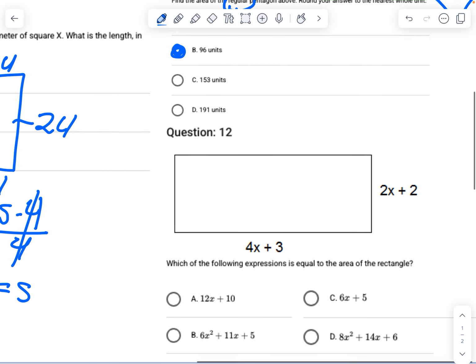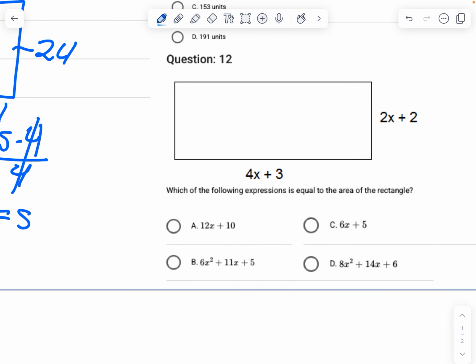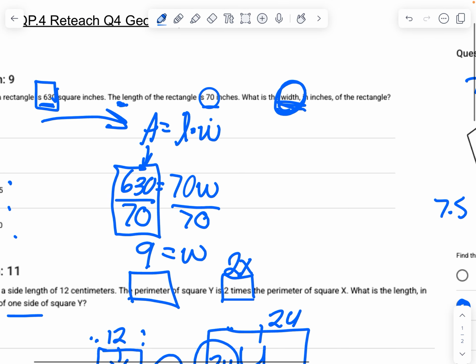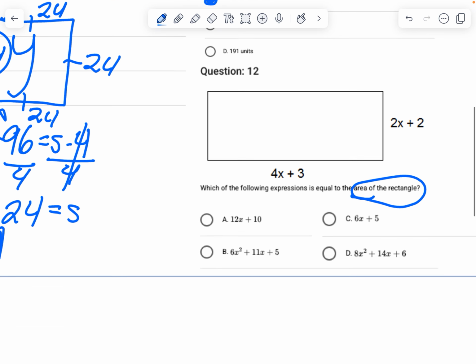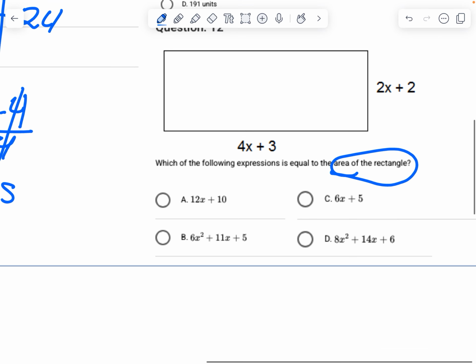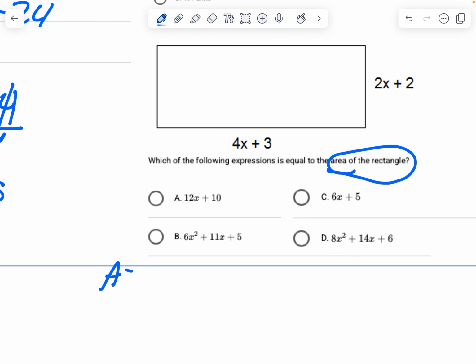We got one more, okay? One more is 12. It says, which of the following expressions is equal to the area of the rectangle? Okay, well, we just talked about the area of the rectangle being length times width. So let's write that down over here. All right, the length we'll say is 4x plus 3, and then the width is 2x plus 2.